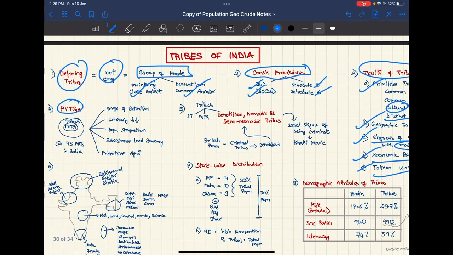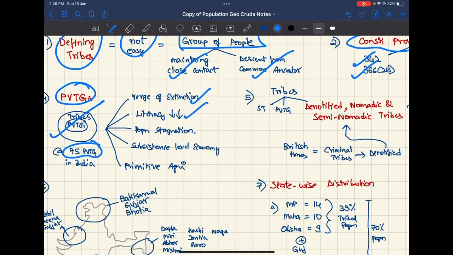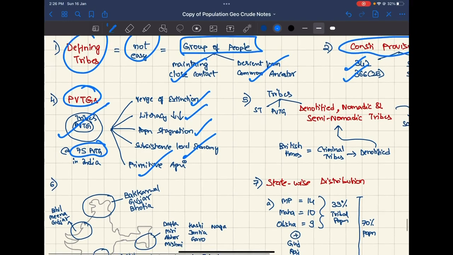And PVTGs, they are particularly vulnerable, so they are more vulnerable than tribes. There are 75 PVTGs in India. They are on the verge of extinction. They have low literacy. Their population is stagnating. They have a subsistence level economy, and they follow primitive agriculture.